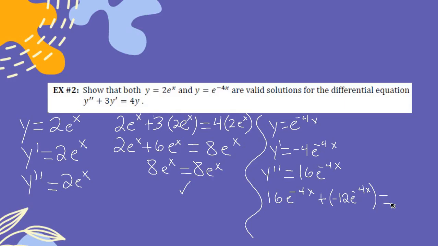equals 4 times my original function, which is just 4e to the negative 4x. Yes. If I have 16e to the negative 4x minus 12e to the negative 4x, I do indeed get 4e to the negative 4x. So does it work as well? Yes. So both of these would be particular solutions.